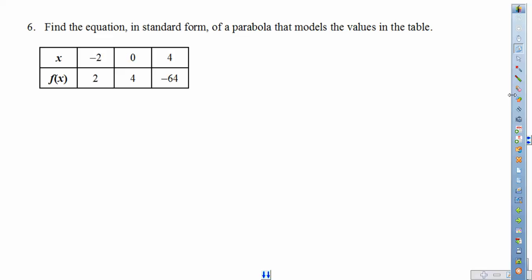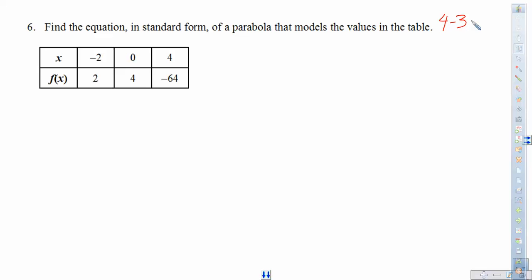All right, number 6. Number 6 comes directly from section 4-3, where all we were really asked to do was just to do some quadratic regression analysis on the table of values here. And we can write that in standard form. We don't need to write it in vertex form. And this is pretty straightforward.